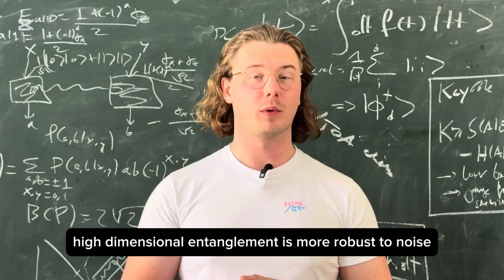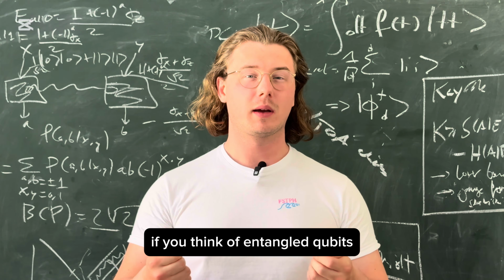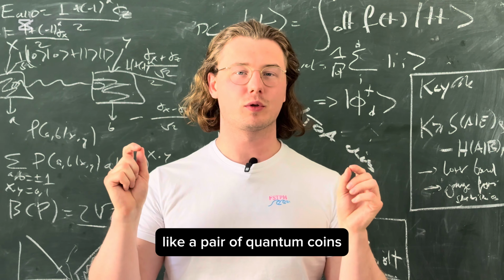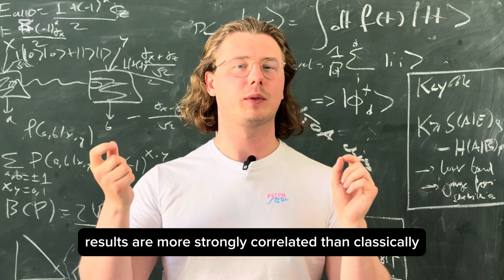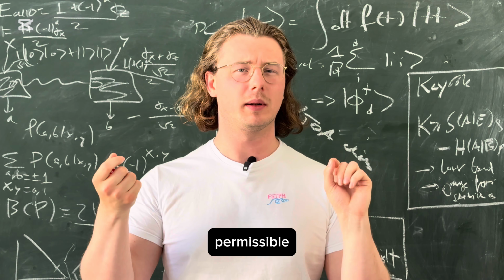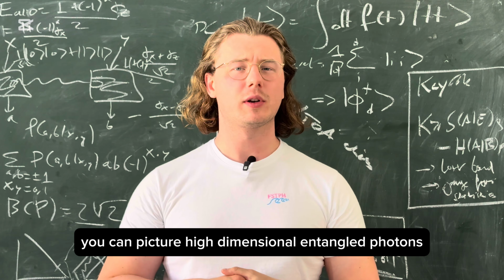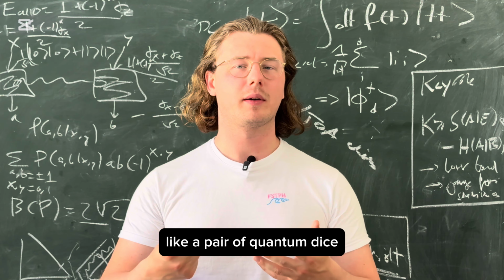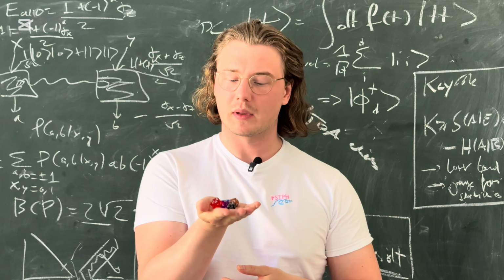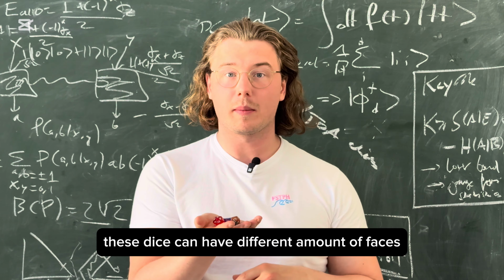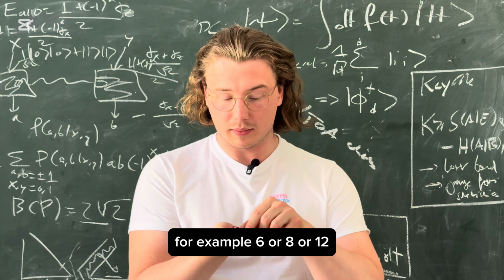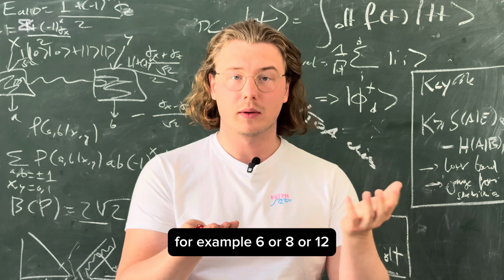High-dimensional entanglement is more robust to noise. If you think of entangled qubits like a pair of quantum coins, whose results are more strongly correlated than classically permissible, you can picture high-dimensional entangled photons like a pair of quantum dice. These dice can have different numbers of faces, for example 6 or 8 or 12, you name it.